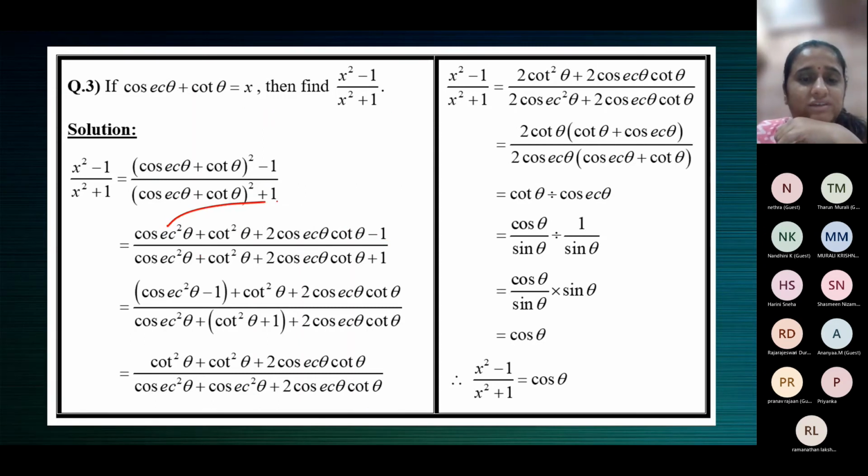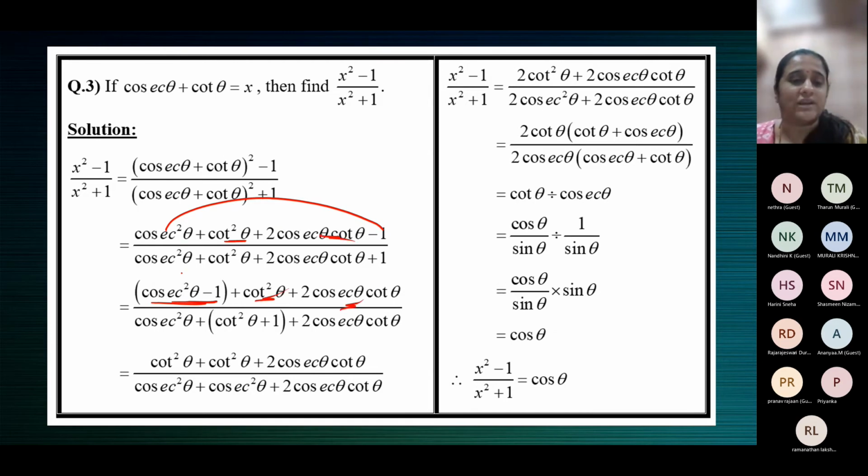Group cosecant square theta and minus 1 because that is cot square theta. So see, cot square theta minus 1 is not going to give you anything. You write the identity and see. Cot square theta minus 1 will not give you anything. So group cosecant square theta and minus 1, cosecant square theta minus 1 in the bracket. Write the remaining as it is, cot square theta and this one as it is.